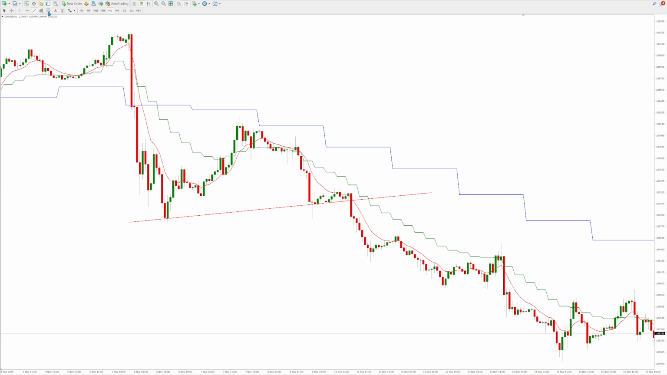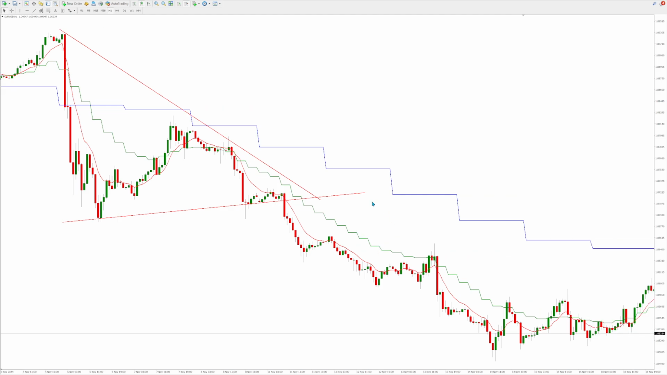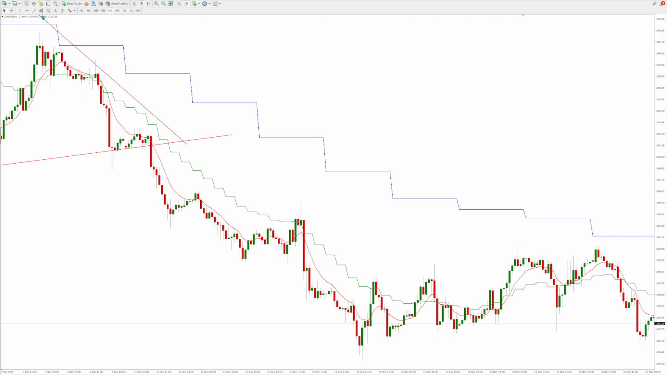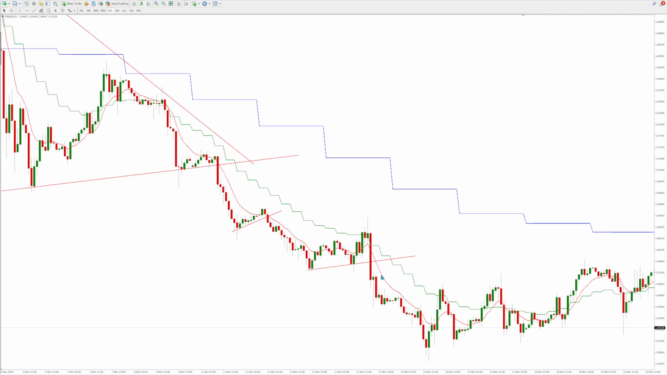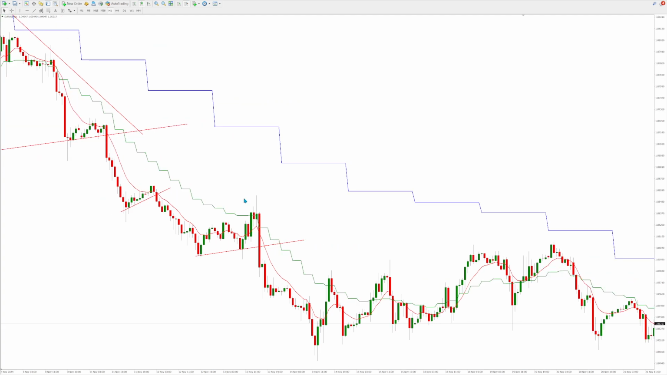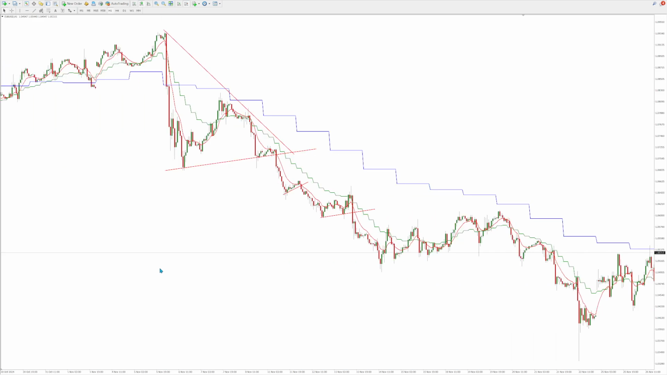Market's making lower highs. Yeah, they all line up, blue, green, red. The overall picture is bearish. So we can just time our entry on breakouts, pullback, breakout, pullback, breakout. But you wouldn't necessarily need to take all of these trades. You can just take one, get yourself in a good position, and just maximize it as much as possible.